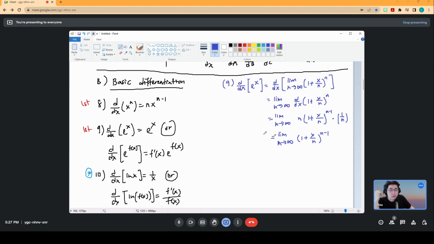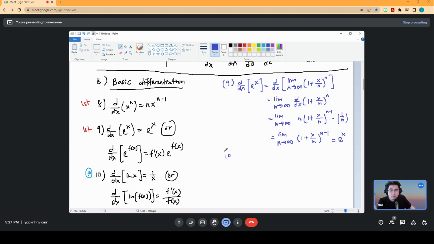Since this is in the form of power of n minus 1, compared to the definition of e^x, which is power to n, as n goes up to infinity, this n minus 1 actually shows no difference at all. Therefore, this is actually the same as e^x.